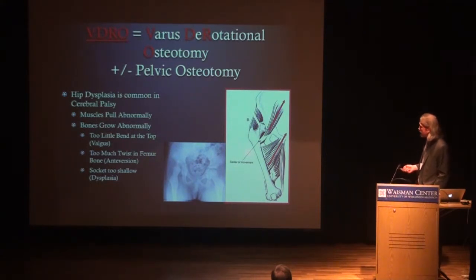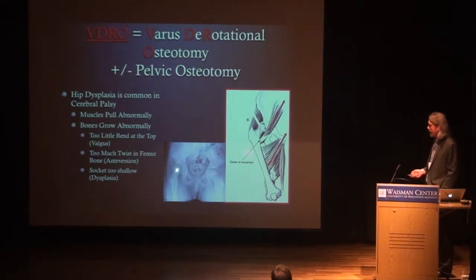And in the femur, what that means is there's often valgus, which means not enough bend up here. This side is less affected, so you can see normally there's a bit of a bend to the femur up there. They're a bit straighter than normal. There's too much twist, which really doesn't show up on this x-ray. And the socket tends to be a little shallower than it should be. And you can see a lot of that has to do with chronic tone on that hip. So you have these adductors that are tight, psoas that's tight, and that tends to drive the hip out of the socket.